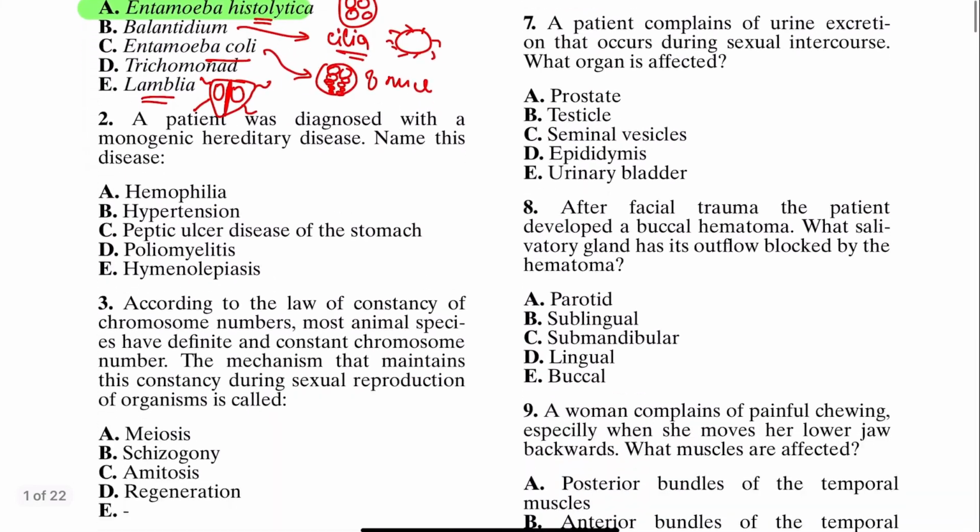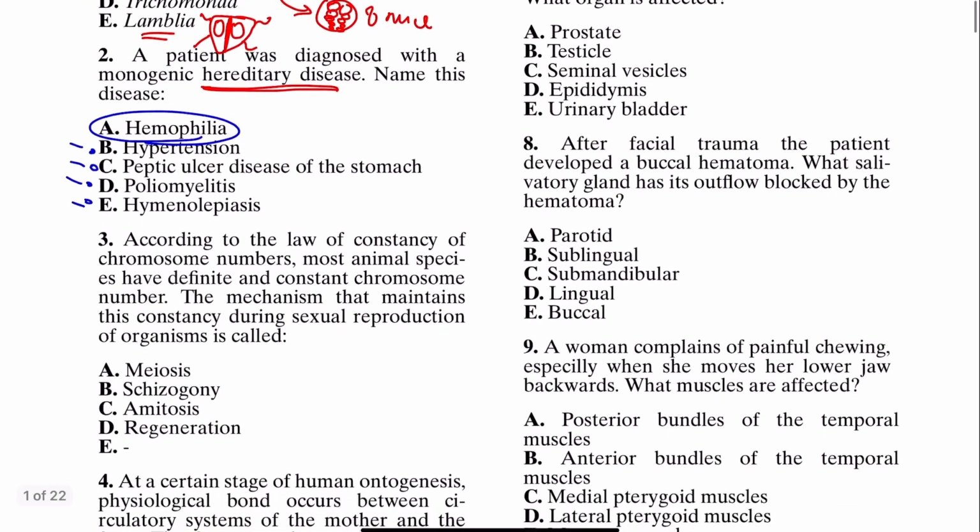Next question will be about a patient diagnosed with a hereditary disease. Okay, so a disease that is inherited by genes. So all of these diseases are acquired, either virus or hypertension throughout life. So hemophilia, only this is a hereditary disease, an X-linked recessive disease.